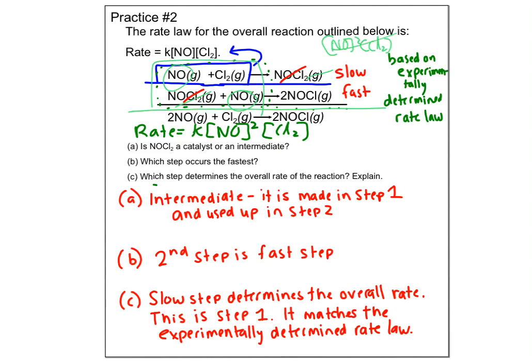So that means the first one, let's erase that, that first step has to be the rate determining step, so that is our slow step. And then which step determines the overall rate? The slow step, that first step determines the overall rate, and it matches the experimental rate law. Hopefully that was helpful.